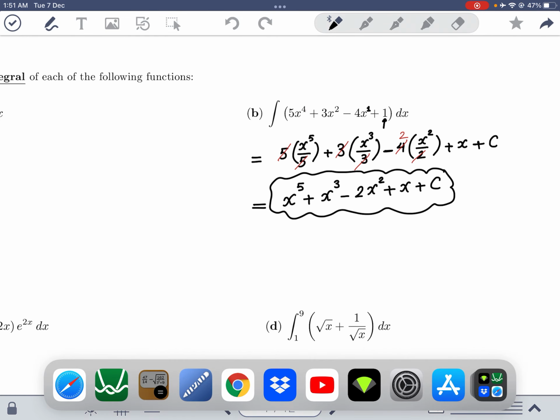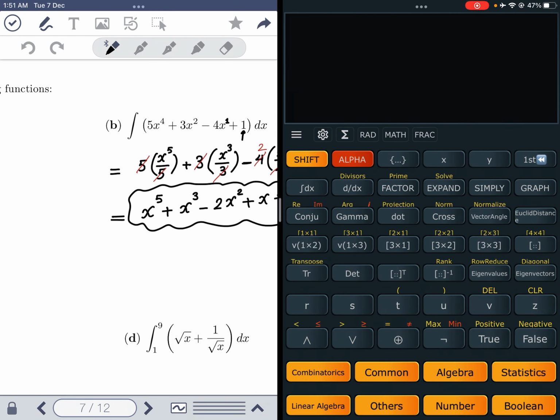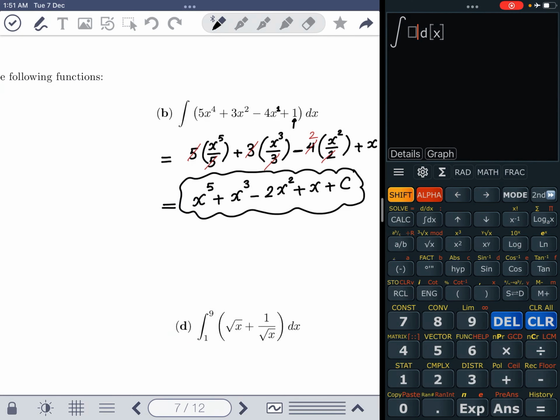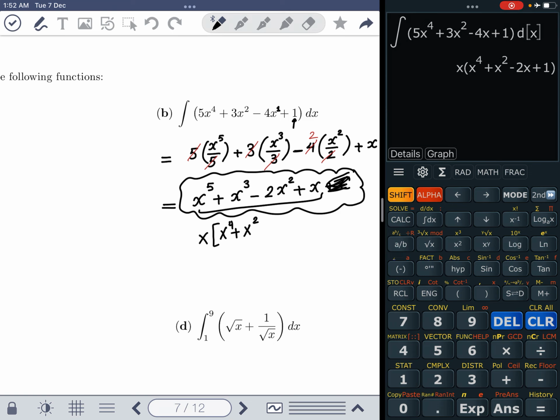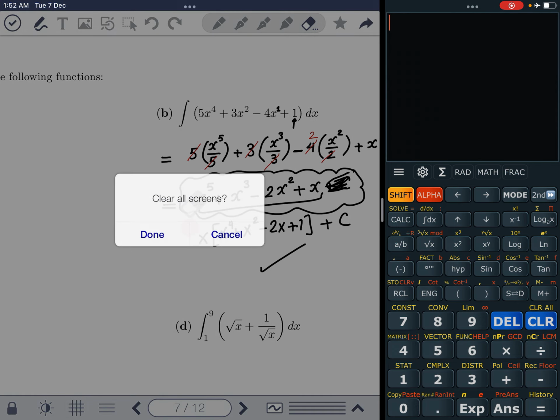So let's see on the calculator. We want the integral of 5x to the power 4 plus 3x squared minus 4x plus 1, and I like to put them in parentheses before I evaluate. It looks much better like this. Equals. They took x as a common factor. The calculator doesn't put c, and that's why, if you don't have c, you can take x as a common factor, and it becomes x to the 4 plus x squared minus 2x plus 1, and you can put plus c like this. So it is the same as the calculator answer, and we're done with part B. So let's go now to part C.